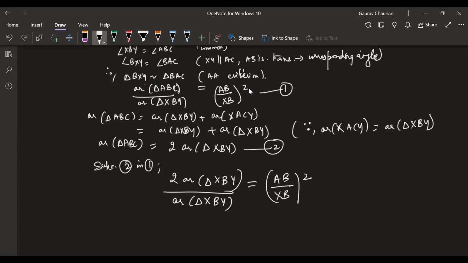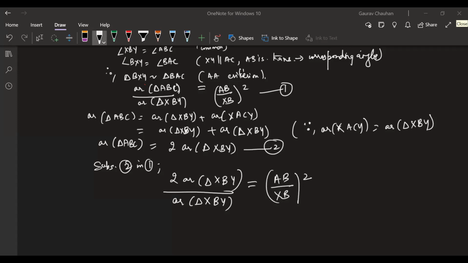MG, can you complete this? What will I get in the next step? MG, what will I get in the next step? MG not able to speak. Okay. Rizal, can you complete this? What will I get in the next step?